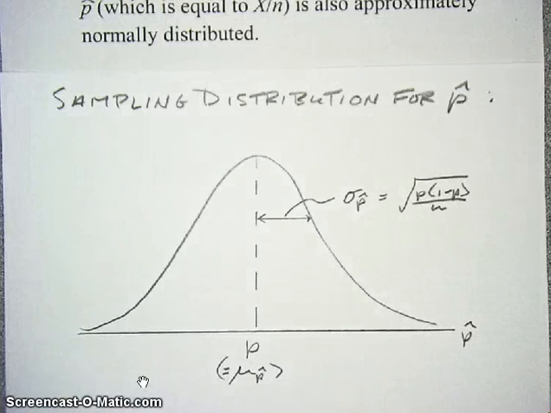So it's quite simple. It all depends on the conditions being met that we use to derive this. If those conditions are met, we can use the sampling distribution for the sample proportion p hat confidently when we conduct inference for p.